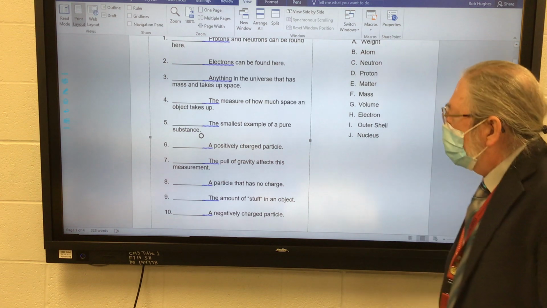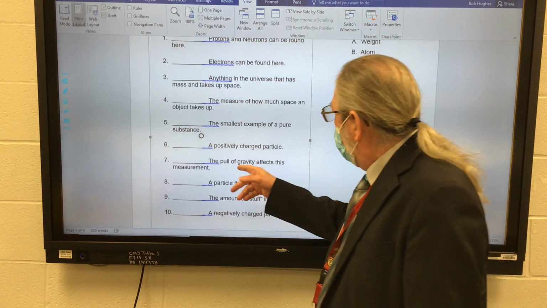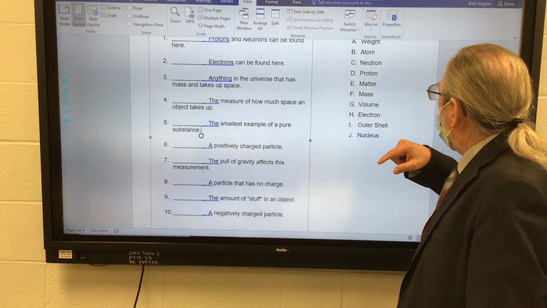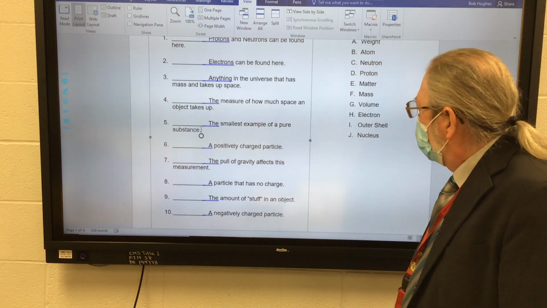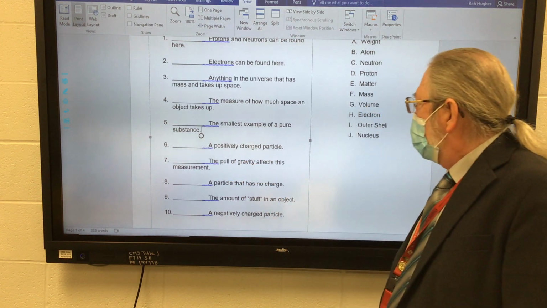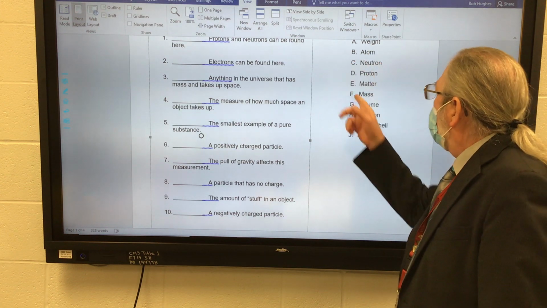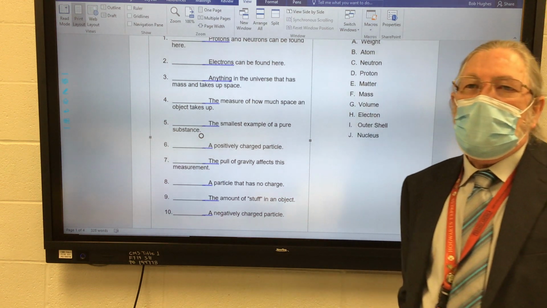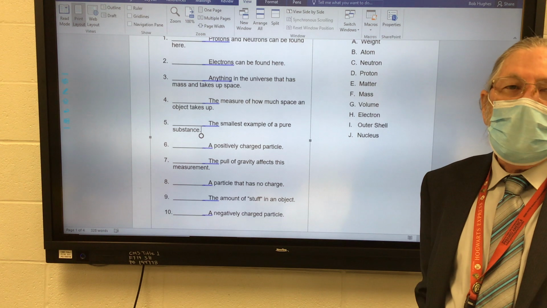Okay, let's go to number 7 here. The pull of gravity affects this measurement. Does it affect A, weight, or does it affect F, mass? A or F? Again, you can pause this video, go back, look at the presentation, or look at your study guide.